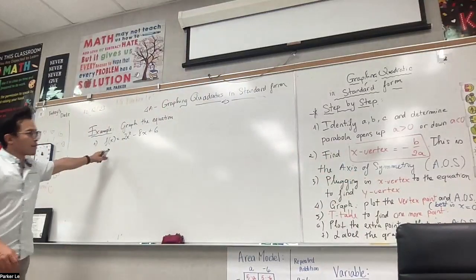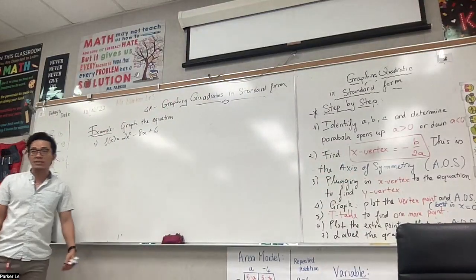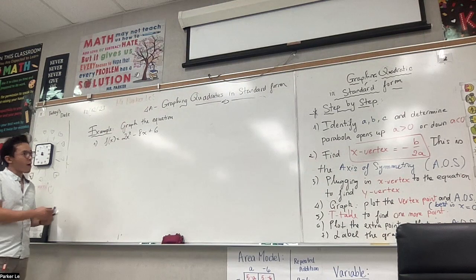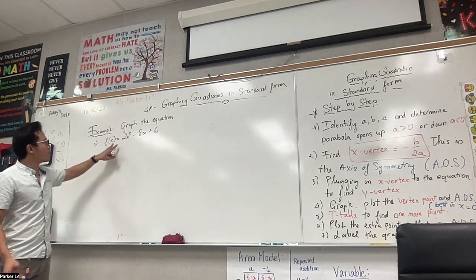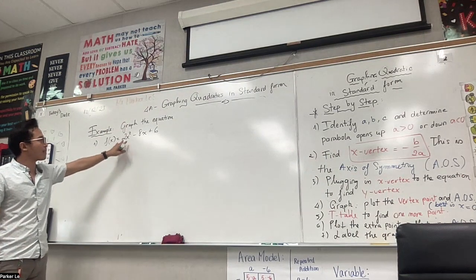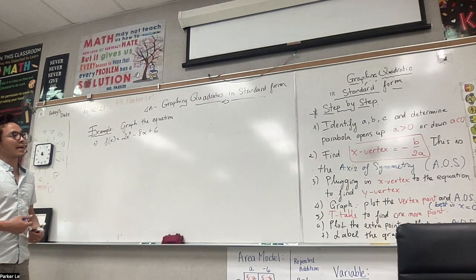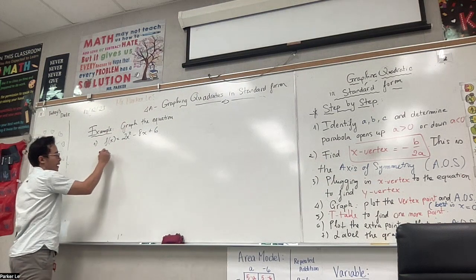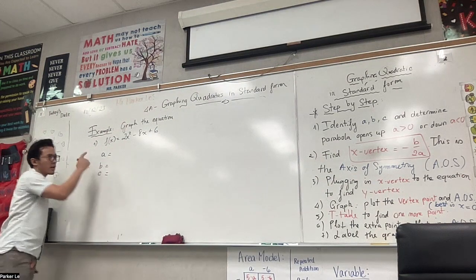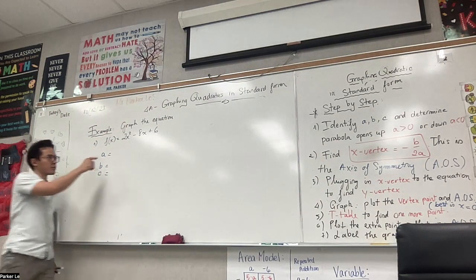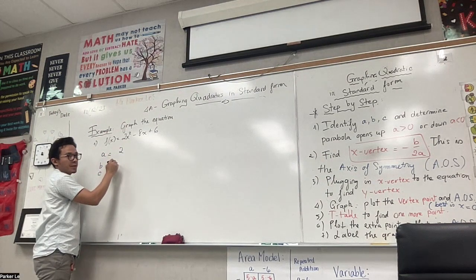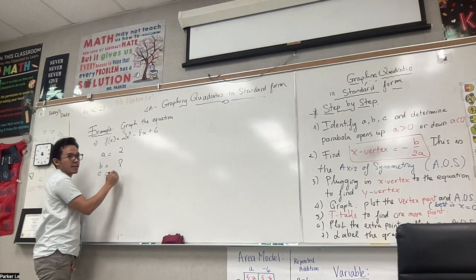All right, let's do the example so we can work on the step by step and you understand. First step: I give you f of x equal to 2x squared minus 8x plus 6. The very first step is to identify a, b, c and determine the direction. Okay, let's do a, b, c first. Can someone help me with a, b, c? 2, negative 8, 6.